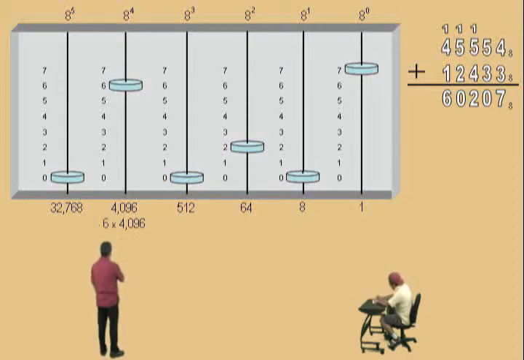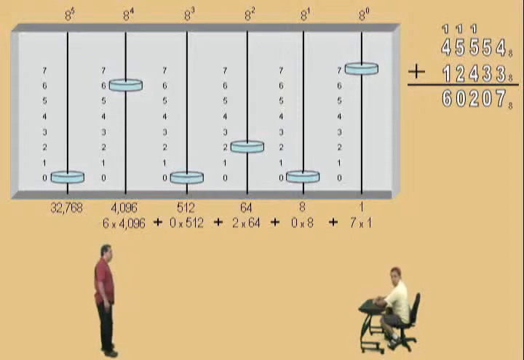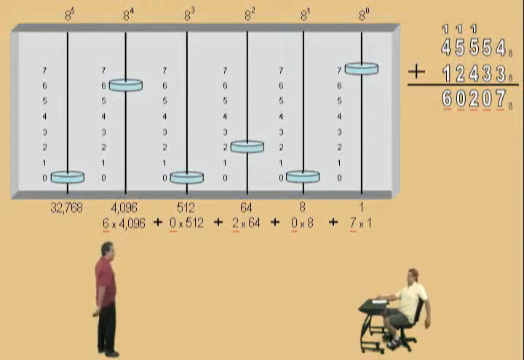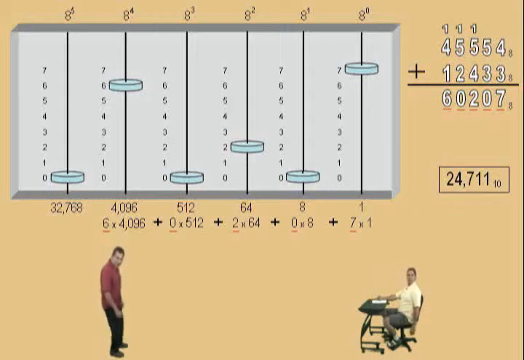So we have 6 of these 8 to the fourth powers, right? 0 of those 8 to the thirds, 2 of those 8 squareds, 0 of those 8 to the first powers, and 7 of those 8 to the 0 powers. And there's our digits, 6, 0, 2, 0, 7. Very nice, and if you multiply and add, you'll end up with this number, 24,711. Oh, what fun. Let's do another one.